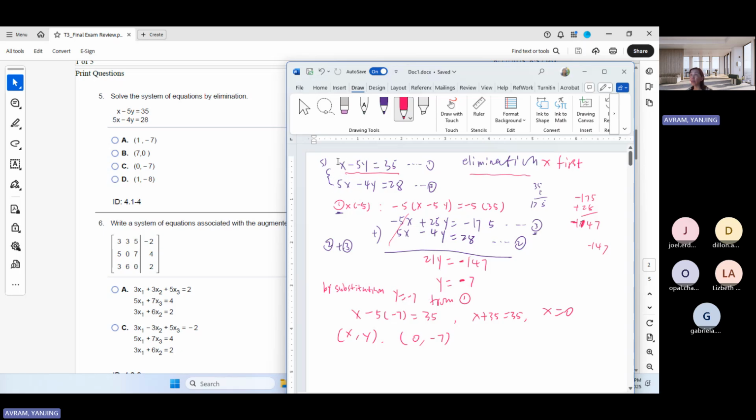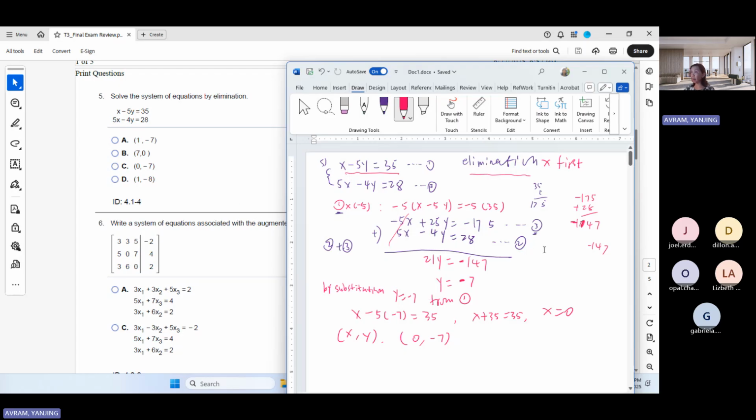So I only need to multiply the first one. I leave the second one untouched. If you want to eliminate the y first, it will be a little bit more trouble because you have to multiply both. You have to multiply the first one by 4, multiply the second one by negative 5, so you can make an exact 20y opposite that way. All right, so you always choose the best way to do. So that is called the elimination method, okay?